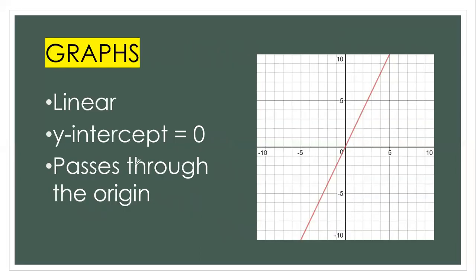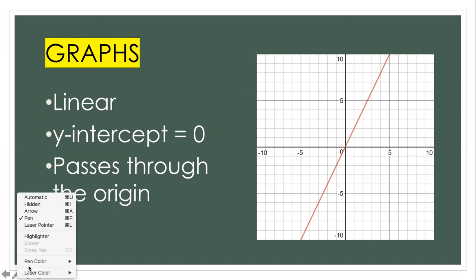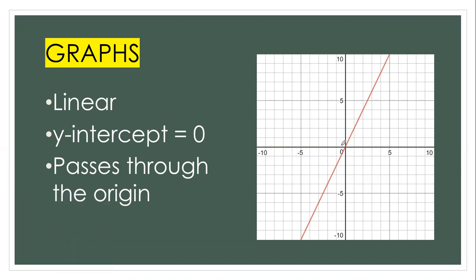If I'm looking at this graph right here, how can I tell if it's a proportional relationship? What is the big key thing that I can look at and say, oh, that's proportional? It passes through the origin. Perfect. It passes right through the origin, telling me that the y-intercept is 0. And since the y-intercept is 0, I know this is proportional, telling me that the ratio between y and x should be the same.